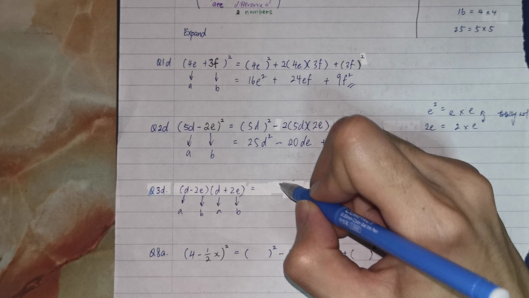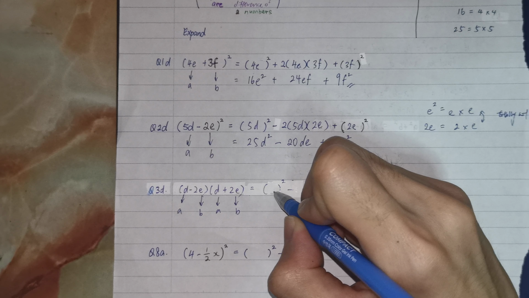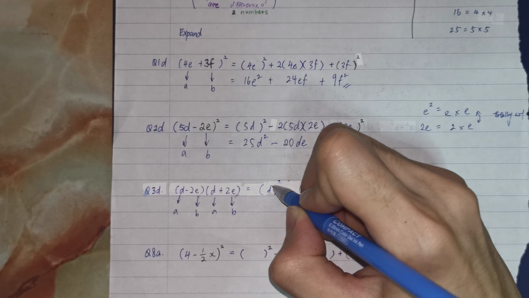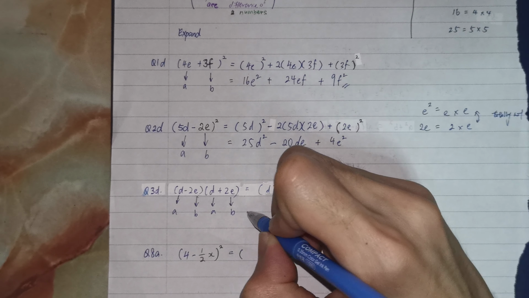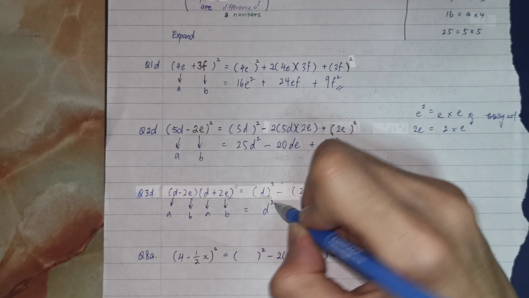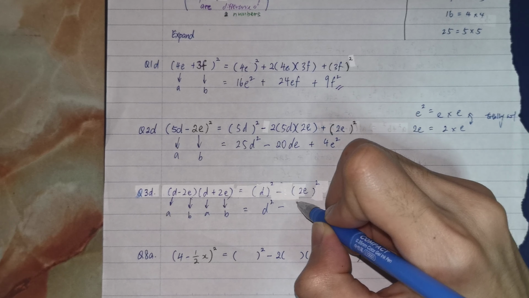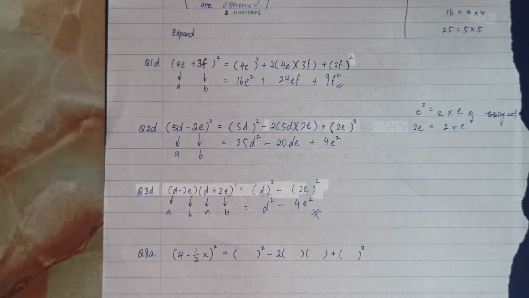So for this expression over here, it will be a square minus b square. So our a square will be d square, and our b square will be putting inside 2e over here. So when we expand it out, it becomes d square minus 2 square, which is 4, e square will be e square. So this one is our expanded answer.